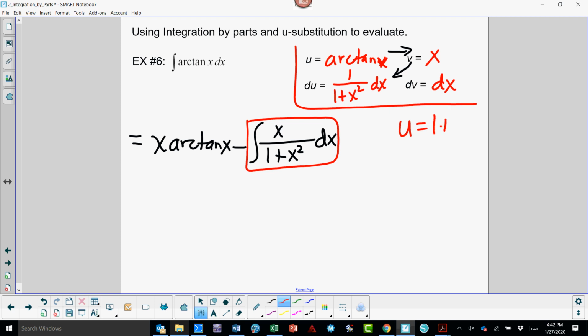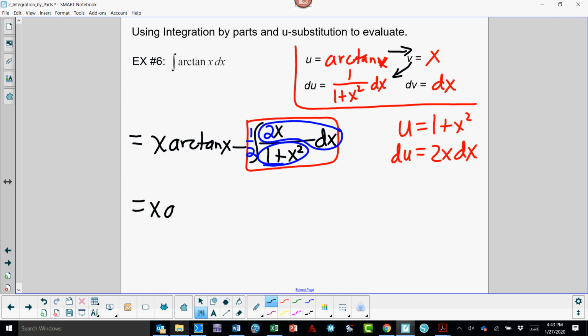We're going to let u equal 1 plus x squared, which means that du equals 2x dx. So I can make it du over u. I just have to fix it. I have to put a 2 here and a 1/2 out front. Now I do have du over u. Okay, so now I can integrate it.